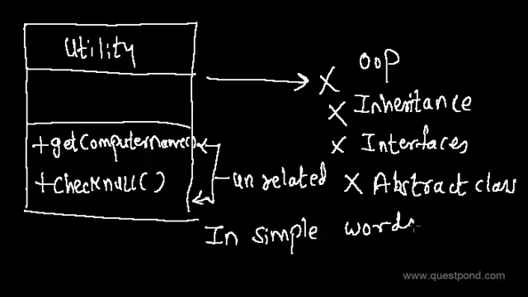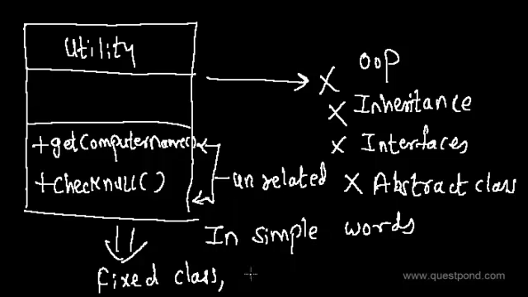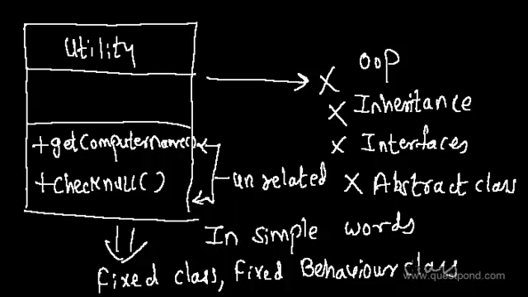So in simple words, what we are saying is that this is a fixed class, a class which has a fixed behavior, whose behavior cannot be changed by inheritance, whose behavior cannot be polymorphized by using dynamic polymorphism or static polymorphism. So what we are trying to say is that this class is a fixed class, or rather, this class is a static class.